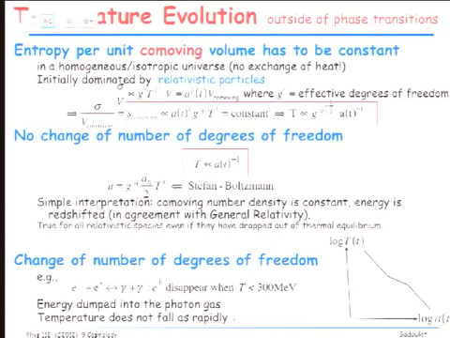If the number of degrees of freedom is changing, and that happens many times in the history of the universe, for instance, when the e plus e minus disappear to make photons, you have a kink in the temperature evolution. I should probably go to the final point that I wanted to do, which was nucleosynthesis.